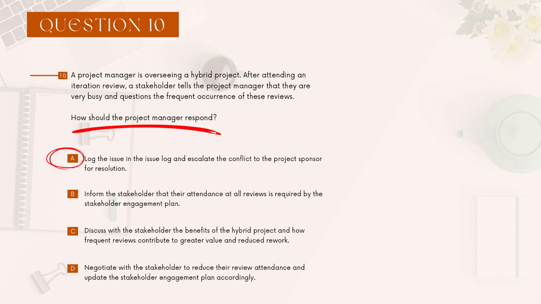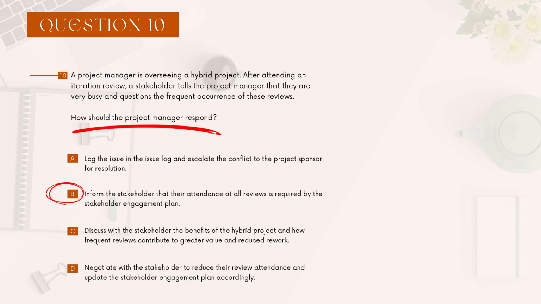A, log the issue in the issue log and escalate the conflicts to project sponsor for resolution. So this is not really an issue that you would log into your issue log. It's a simple situation with a stakeholder questioning the meetings, the frequency of them, and of course, we don't escalate things. Eliminate. B, inform the stakeholder that their attendance at all reviews are required by the stakeholder engagement plan.